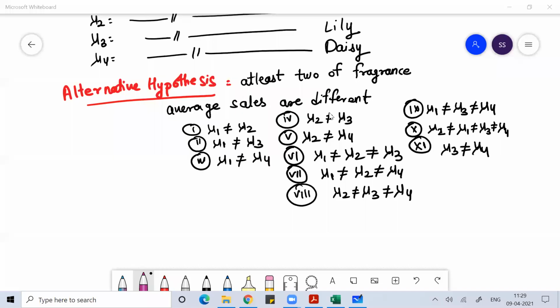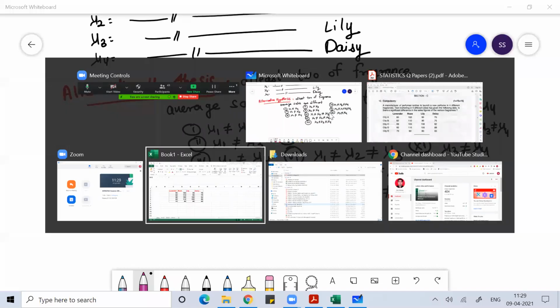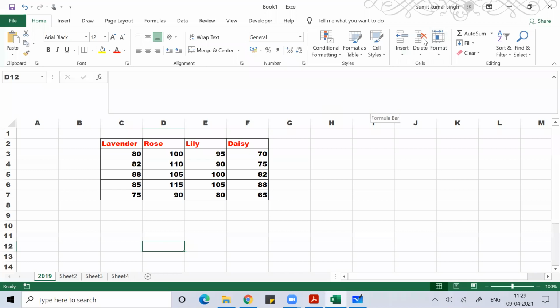Okay, so going further, this data is given to us, everyone. To save time, I'll do this calculation in Excel.